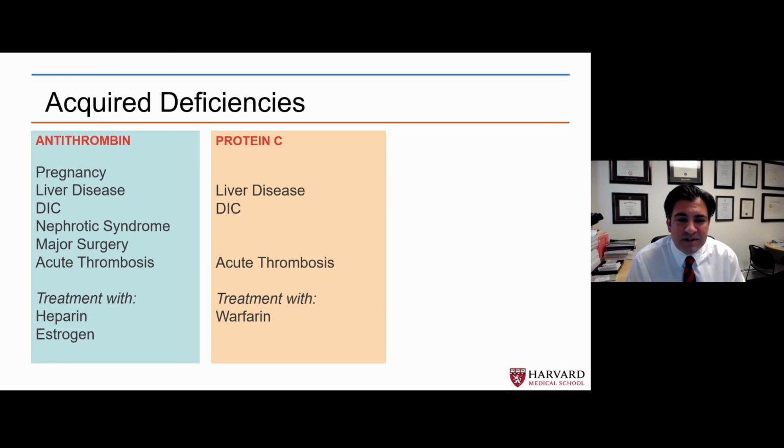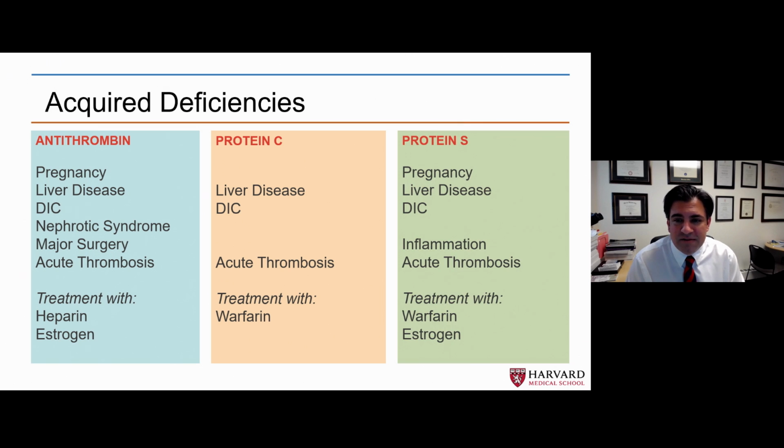Protein C, liver disease, and DIC are some of the common reasons to have low levels here. Acute thrombosis. Warfarin will decrease levels of protein C. And protein S has several others. So you can see there's a lot of overlap here and a lot of things that will contribute due to acquired deficiencies of these natural anticoagulants.